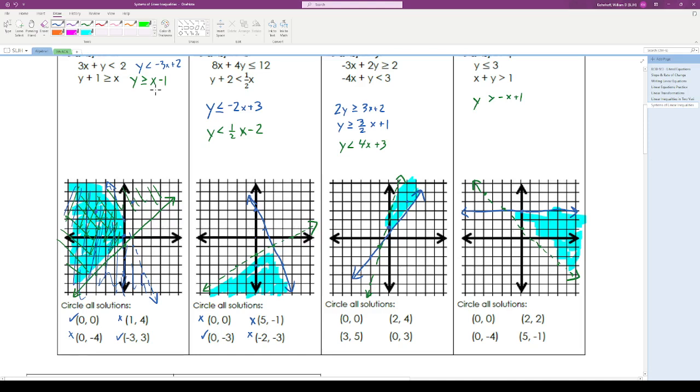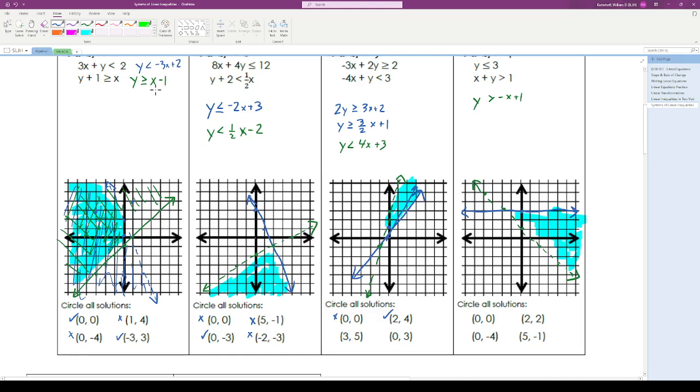On number 3, 0, 0 looks like it is not in our shaded region. 2, 4. That's this point right here. That's definitely in our shaded region. Actually, that's barely in our shaded region. So remember, I drew this line kind of poorly. It should be more like right here. So that's on the blue line. So since it's on the blue line, that is going to be a solution since the blue line is solid. So that one does fit.